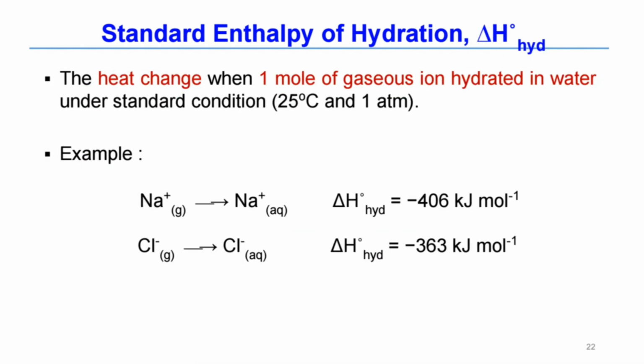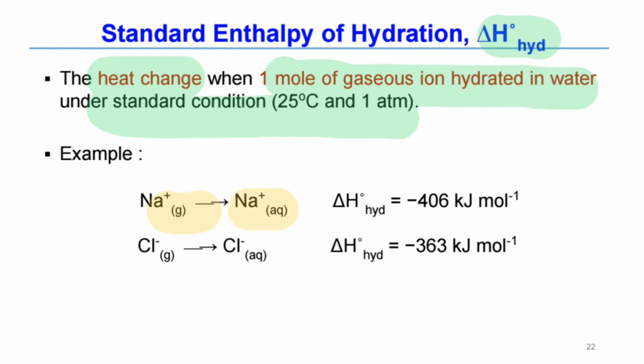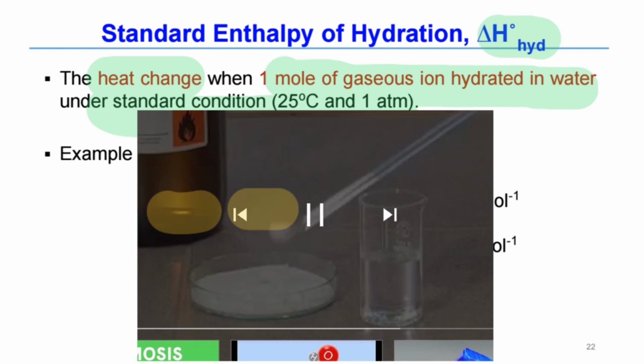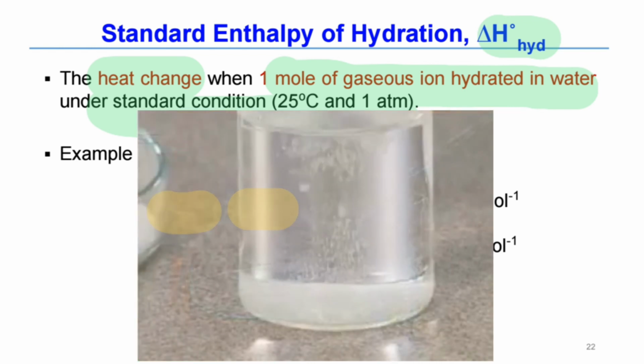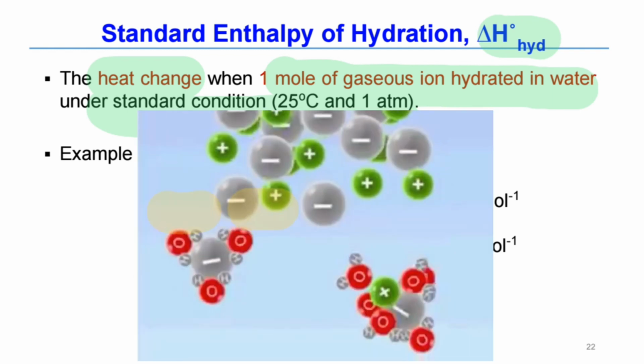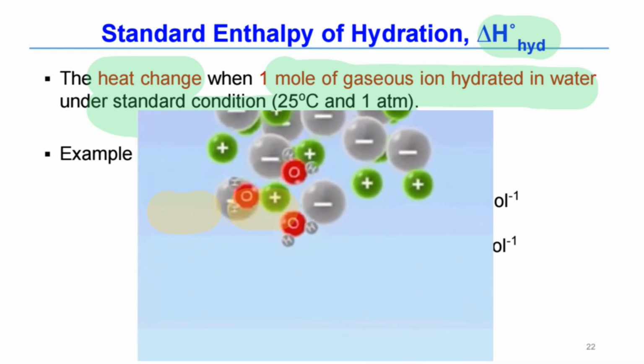Standard enthalpy of hydration, written as delta H naught hyd, is the heat change when 1 mole of gaseous ions is hydrated in water under standard conditions, 25 degrees Celsius and 1 atmosphere. For example, 1 mole of gaseous sodium ions is hydrated in water and becomes sodium ions in the aqueous phase. During the dissolving of an ionic compound in water, once an ion is released from the crystal lattice, it is immediately hydrated by a number of water molecules.